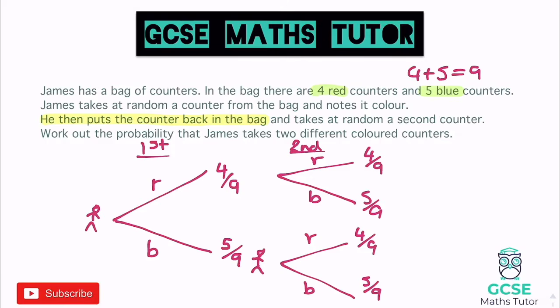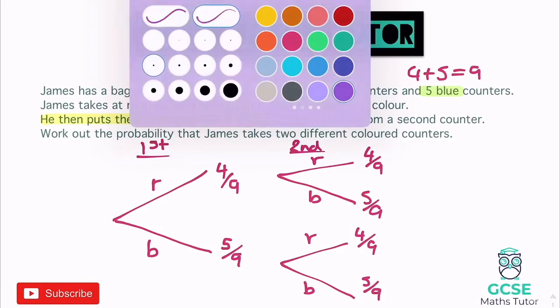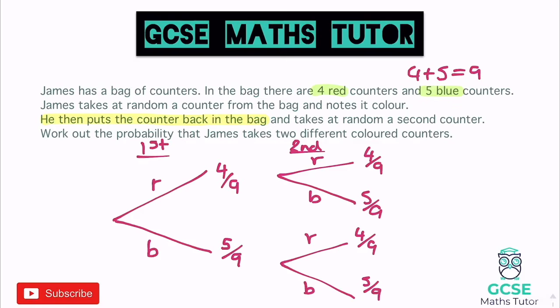So we've constructed our tree, and let's have a look. Let's just get rid of all of this. We now just need to work out this probability, and now the question says work out the probability that James takes 2 different coloured counters. And there are 2 ways that I can actually do that. So to get different colours I could, and I'm just going to squiggle along the lines, and this is how I do it.